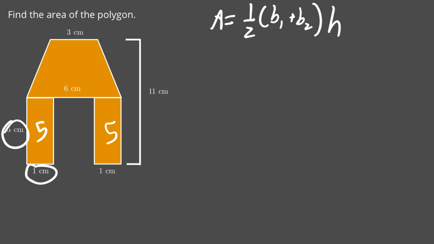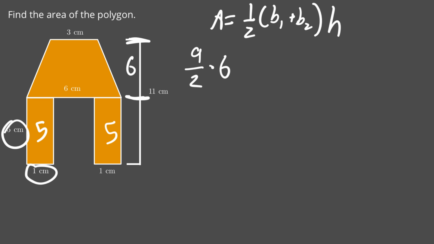So we have 6 plus 3, giving us 9 over 2 times the height. Okay, now what is the height? The height is going to be from here to here. We know the whole shape is 11 centimeters tall, and the legs are 5 centimeters tall, telling us that this has to be 6. 6 plus 5 gives us the 11 for the total height. Okay, so height is 6 centimeters.